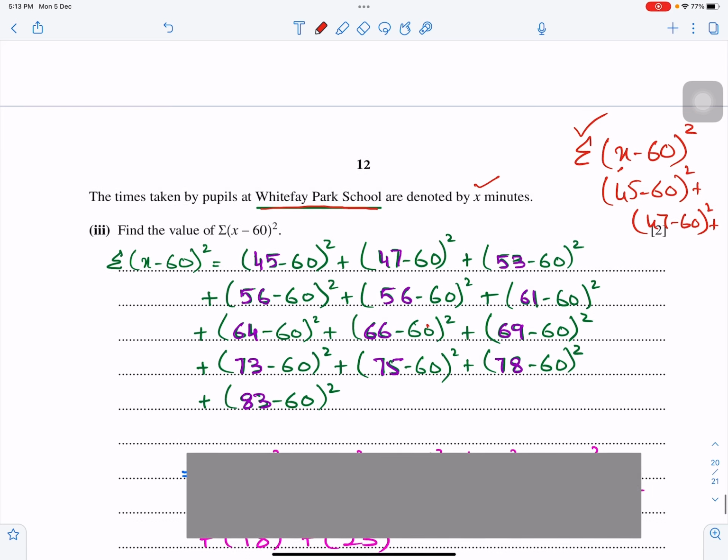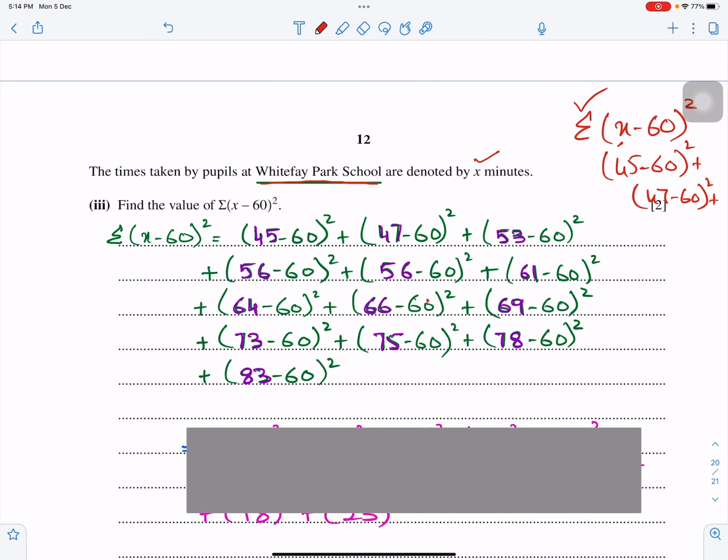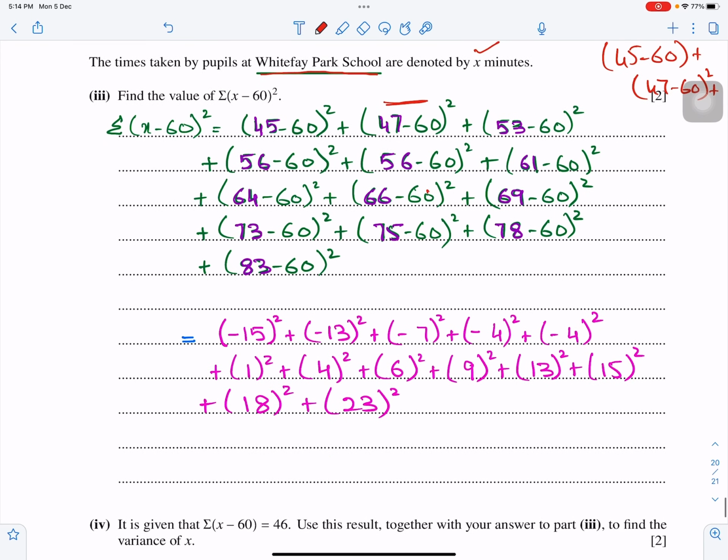45 minus 60 is minus 15. 47 minus 60 is minus 13, and so on. Simple calculation. So you will end up with this. And then we'll simply use a calculator to figure it out. So it will be equal to 1856. I'm just using a calculator, so writing it accordingly. So you can use a calculator and figure it out. So this is your sum of (x minus 60) whole square.